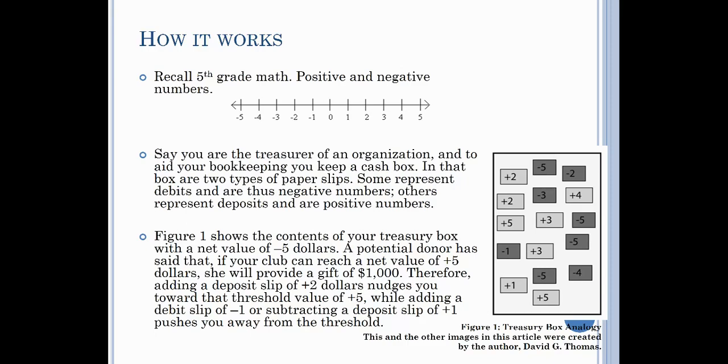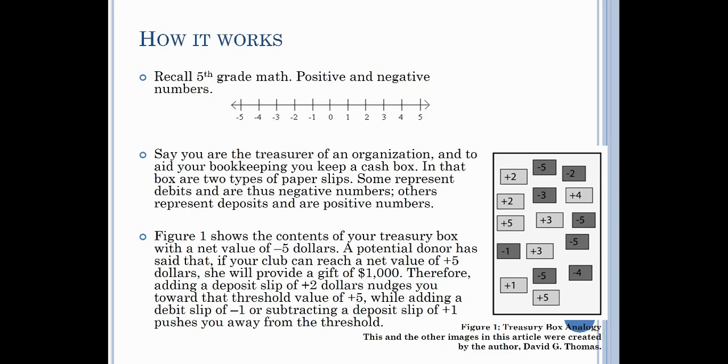And here's how it works. So we first have to go all the way back to 5th grade math and positive and negative numbers. So let's imagine that you're the treasurer of an organization, and to aid your bookkeeping, you keep a cash box. Right? In that box are 2 types of paper slips. Some represent debits, and others are negative numbers. Right? So they represent deposits and debits.